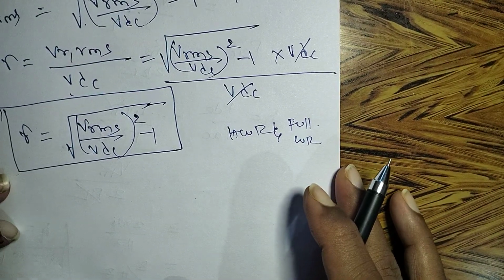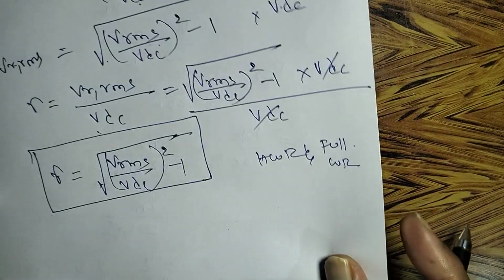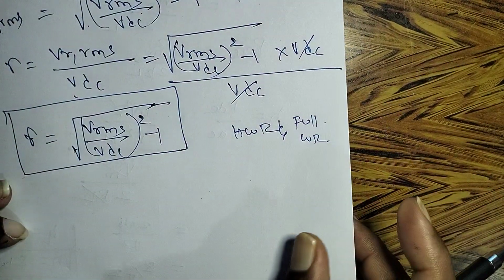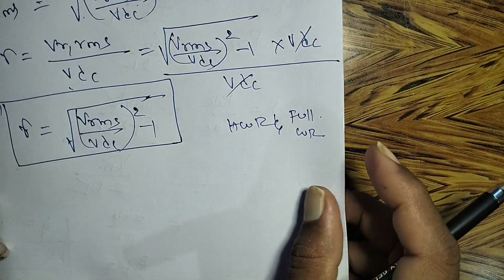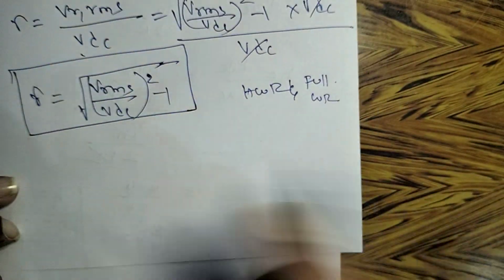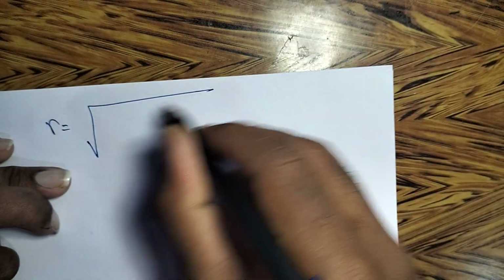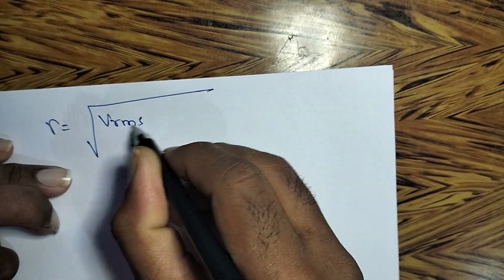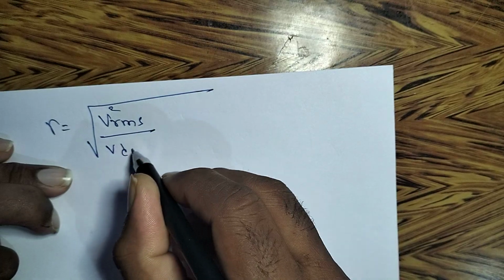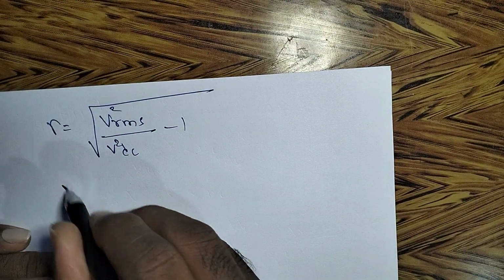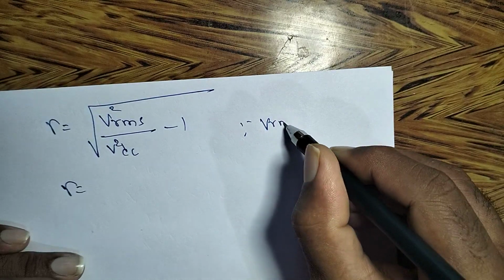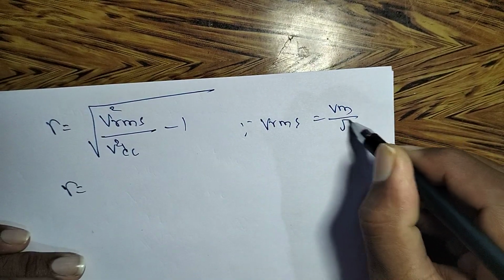Now let's calculate. First one is the full wave rectifier. We are going to calculate the ripple factor for the full wave rectifier with the help of this expression. So R equals square root of VRMS square divided by VDC square minus 1. As you know, what is VRMS in full wave rectifier? That is Vm by root 2.